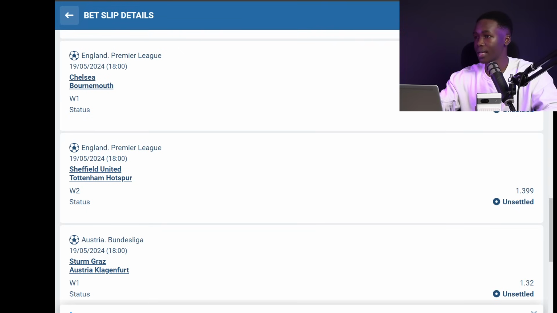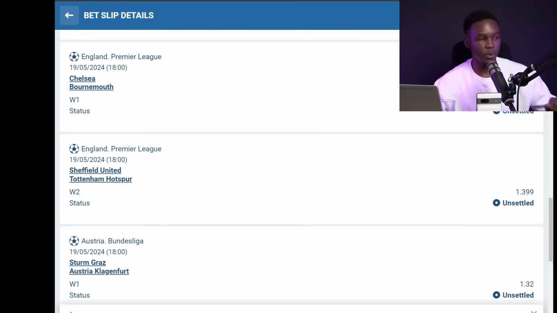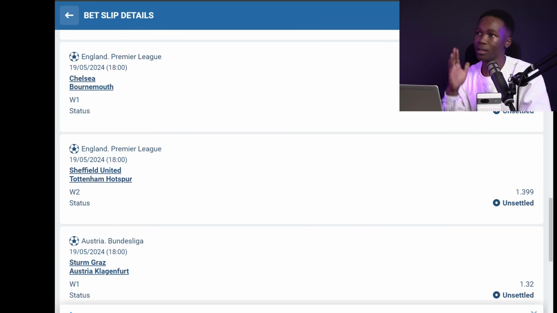And then you have a game from Austria Bundesliga. Sturm Graz versus Austria Klagenfurt. Now, I love this option. It's one of the options that I had to stop and rethink about for a moment. So we bet on Sturm Graz to win this game. Sturm Graz winning the game has an odd of 1.32.